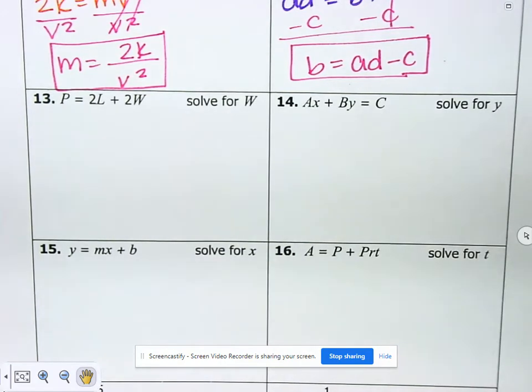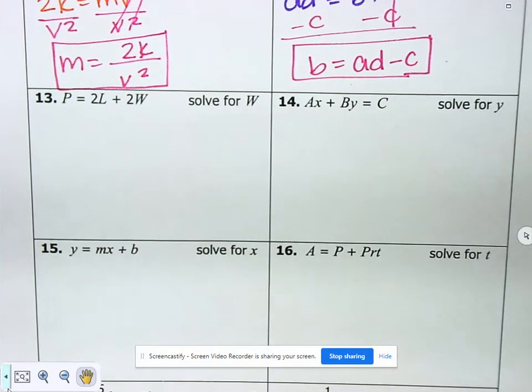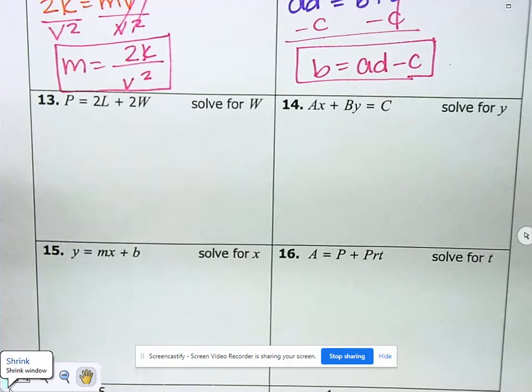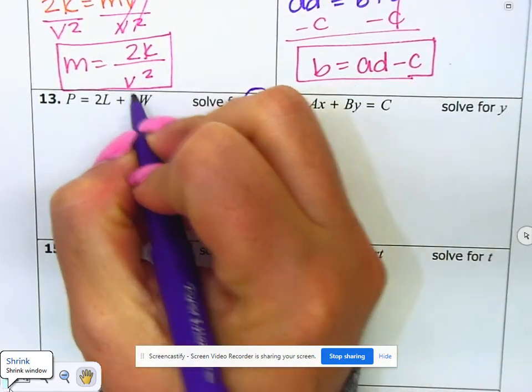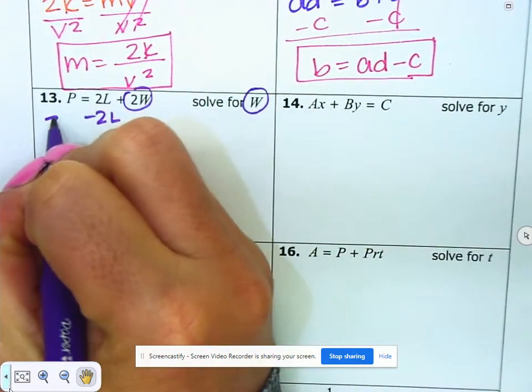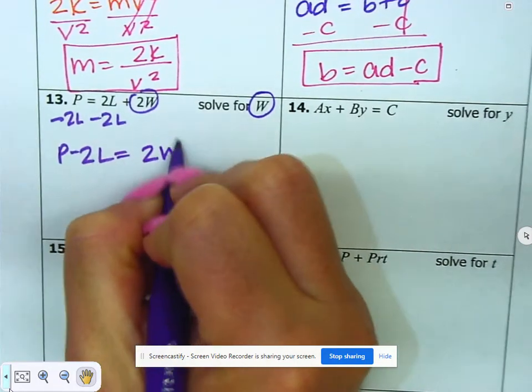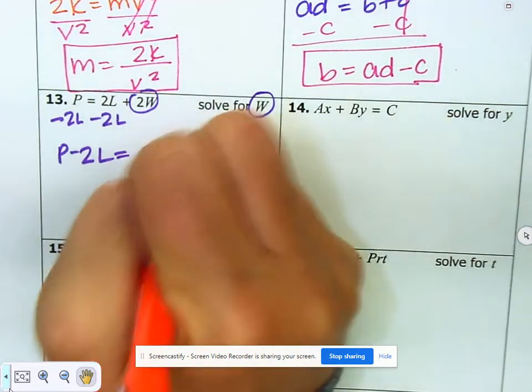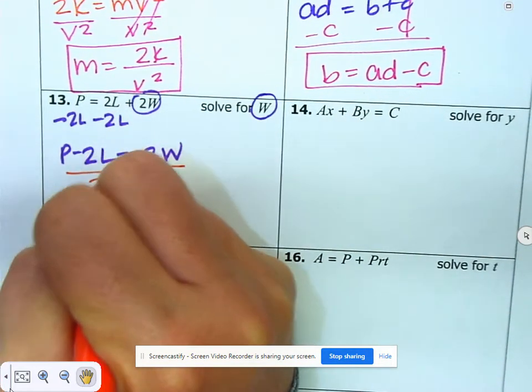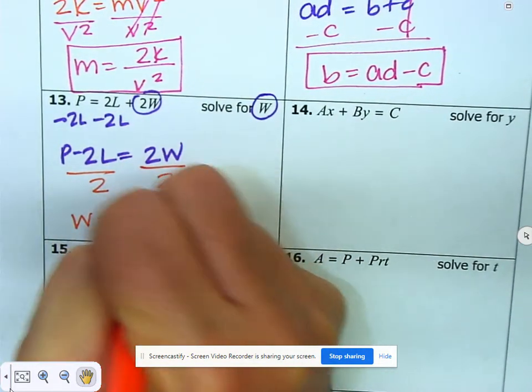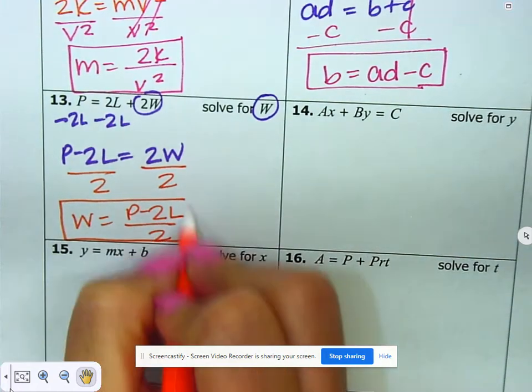Numbers 17 and 18 are just kind of special ones. They take the most work, but 13 through 16 you're likely to see on your EOC, okay? So make sure we're paying attention. 13, I'm going to get w by itself. So the first thing I need to move is this 2L. And then we're going to divide by 2, and w is going to equal p minus 2L all over 2.